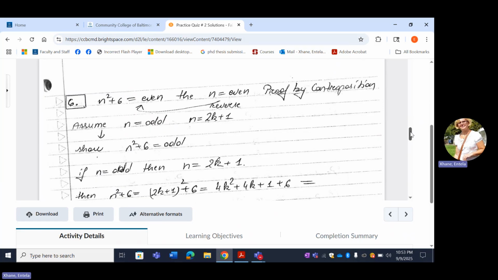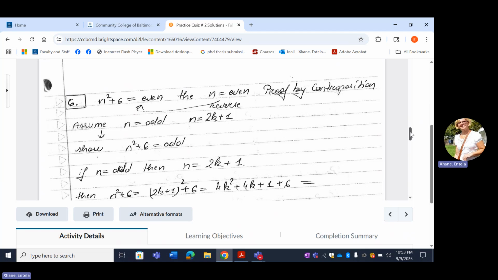Okay, now the next one, number 6, is the case of an indirect proof. Use an indirect proof to prove that if n squared plus 6 is even, then n is even. Now, when you use an indirect proof, you always start by making an assumption and you prove by contradiction. Notice that the statement with an n, which is defined as an integer, is part of the conclusion. So that's a clear indication that proof by contradiction, the indirect proof, must be used in this case.